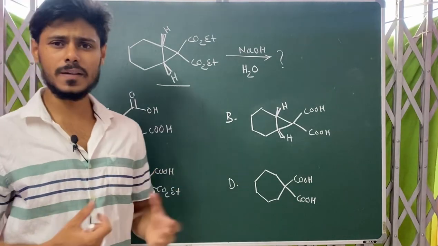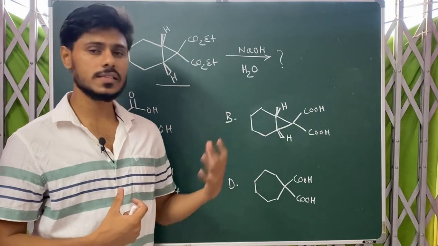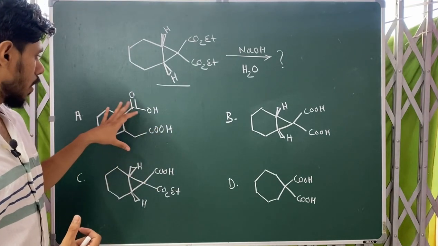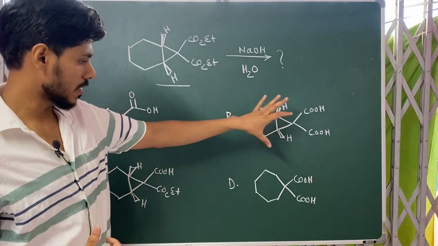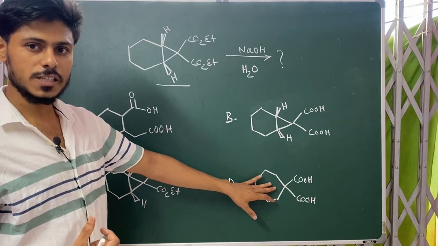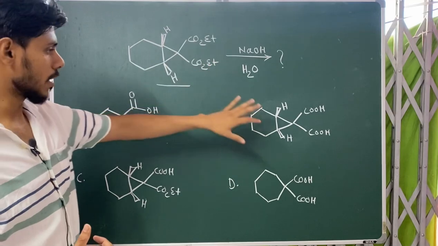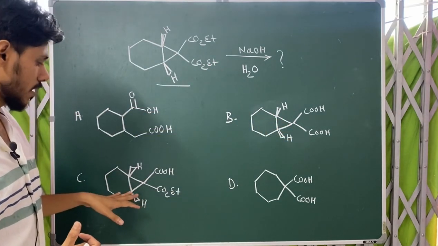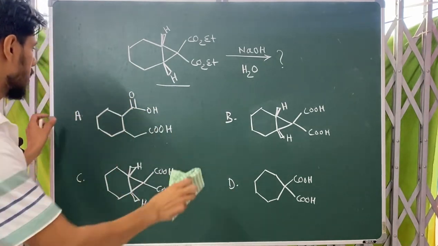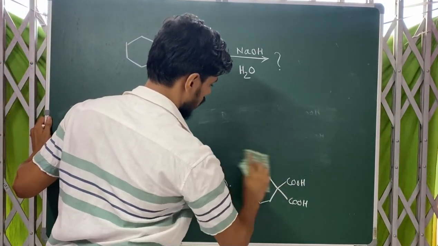It is a very simple reaction at first glance. The ester group is there and sodium hydroxide is given, so ester hydrolysis will take place. But you can see in the options you have a diacid here, a monoacid here, and a diacid here. But in this case ring expansion has taken place. In this case this position is open, here the position is intact, here the position is intact. So what will be the product? We will discuss that. Let me first erase all these things and concentrate on the question.